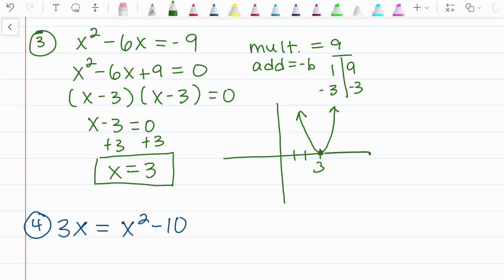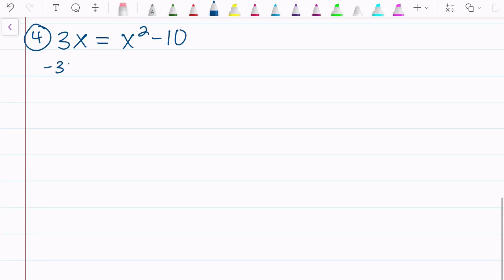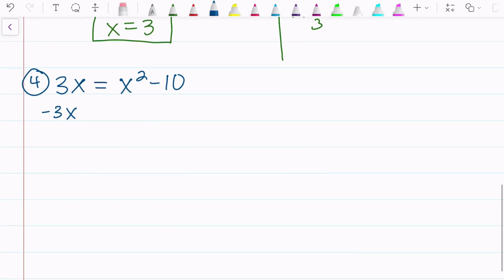Okay, number 4. Last example for this video. The 3x is on the left, and in the last few examples, I've moved everything to the left. However, my x squared is positive and it's on the right, and I always want to keep my x squared positive. So whichever way you need to move things to get that x squared to be positive, that is my suggestion to you. So I'm going to take this 3x away from both sides. And when I do that, I now have 0 equals x squared.